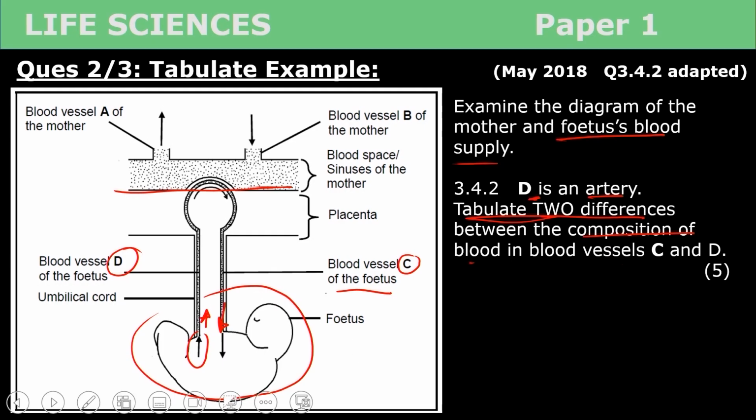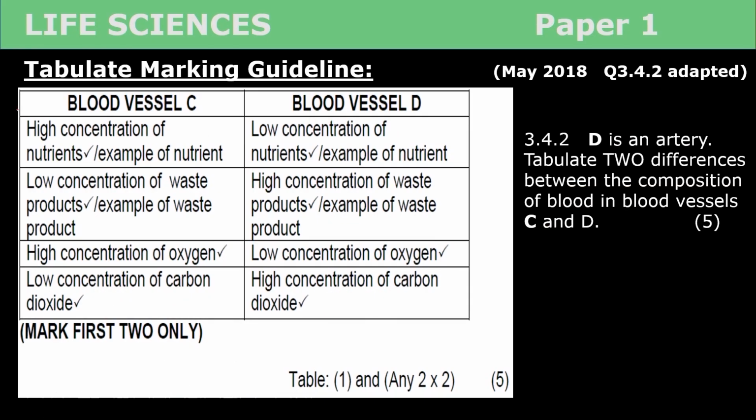So you tabulate. Right. There is your table. You get a mark. And you see there's a mark for a table. And then you write the 2 differences between the composition of the blood in blood vessel C and the composition of the blood in blood vessel D. And as you can see, there is your column with the headings.